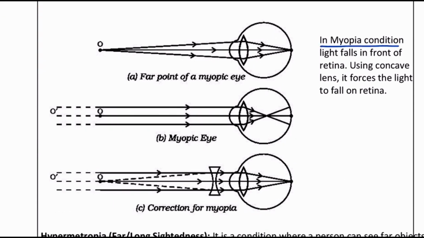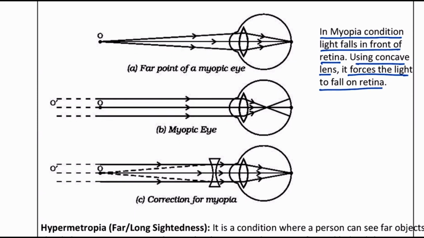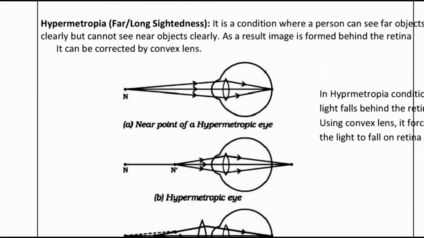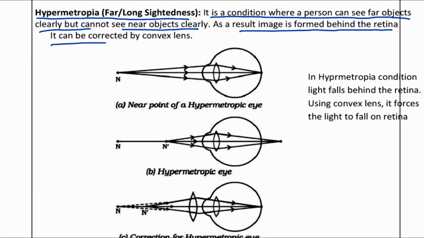In myopia condition, light falls in front of the retina. Using concave lens, it forces the light to fall on the retina. Okay, you can see the diagram. Hypermetropia can be corrected by convex lens. In hypermetropia condition, light falls behind the retina. Using convex lens, it forces the light to fall on the retina.